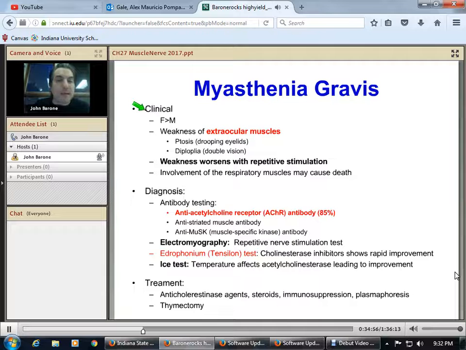Now, clinical. Who gets autoimmune diseases? Women in the reproductive age. So this is most common in women in the reproductive age. And it usually affects the small muscles, particularly in the face.